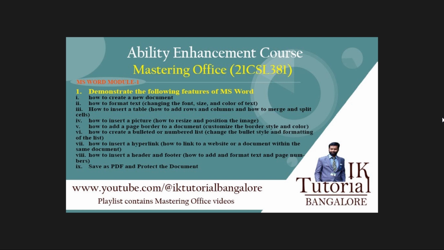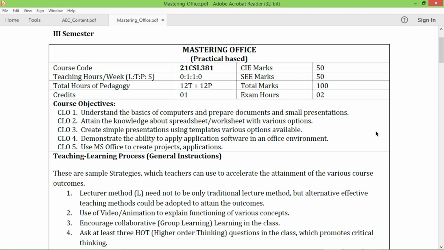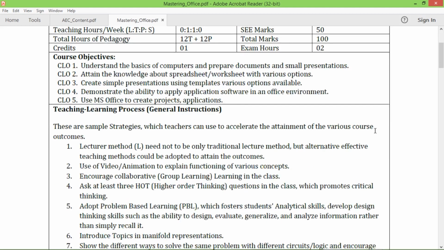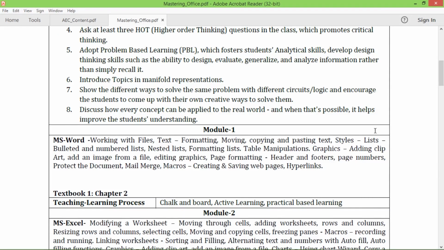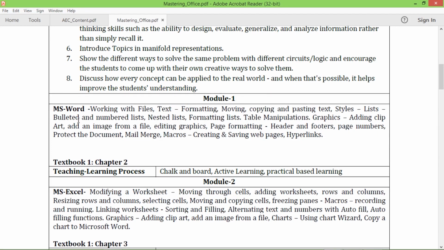Let me show you the syllabus. Here is the syllabus of third semester mastering office. This subject contains 5 modules. The first module is about MS Word. So they have given the syllabus.